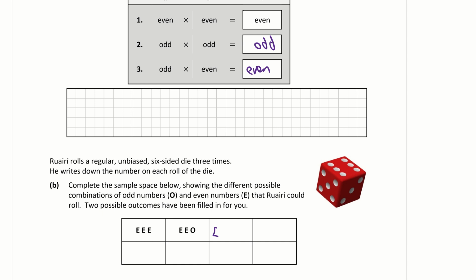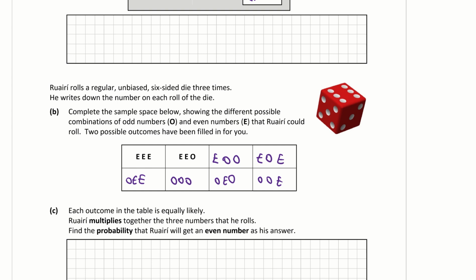He could roll an even, followed by an odd and an odd. He could then roll an even, odd, and an even. He could roll an odd, even, even. He could do 3 odds actually. Odd, odd, odd. He could do an odd first, then an even, then an odd. And finally, an odd, odd, and an even. And that's the 8 possible combinations that he could have.